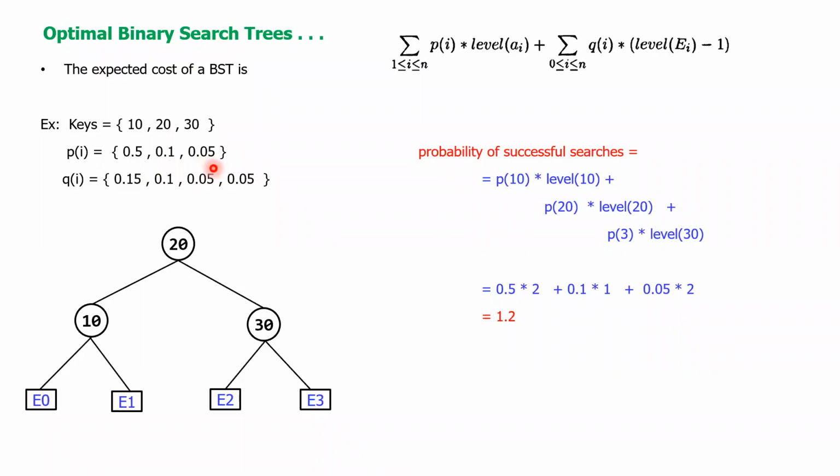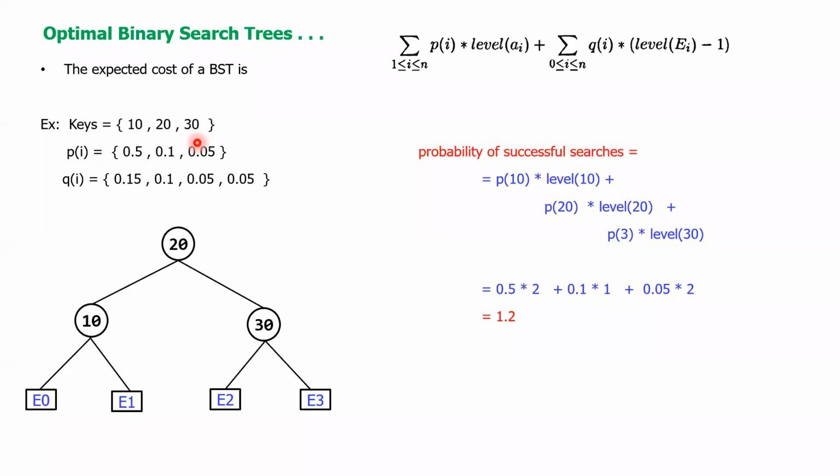Then, apart from the keys 10, 20, 30, which are available in the tree, the user may be searching for some other keys other than 10, 20, 30. So I might be searching values which are less than 10, which leads to an unsuccessful search.